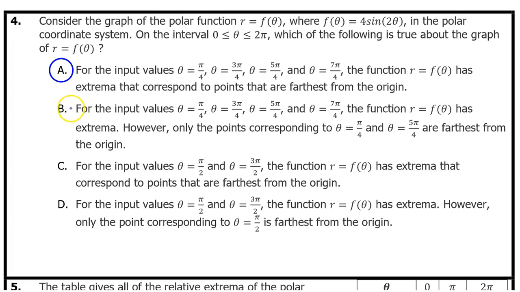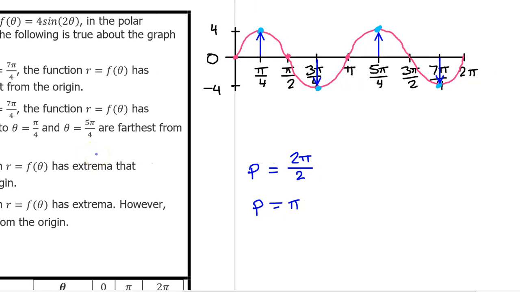Let's quickly determine why the other three options are incorrect. Option B says that for the same input values from option A, we will have extrema. However, only the points corresponding to theta equals pi over 4 and 5 pi over 4 are farthest from the origin. And that's not true.